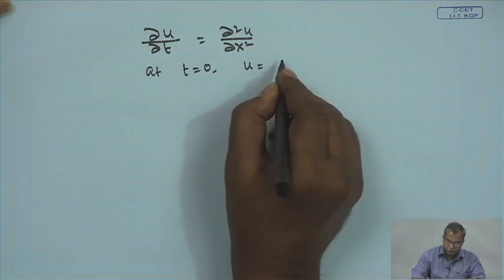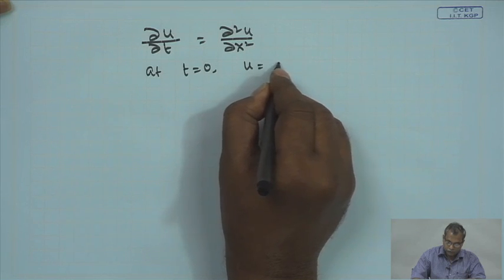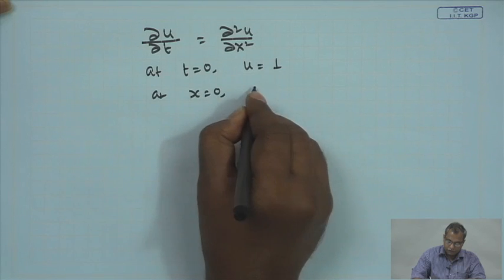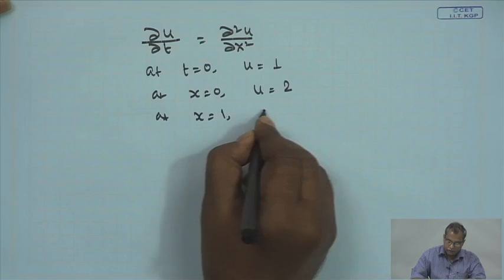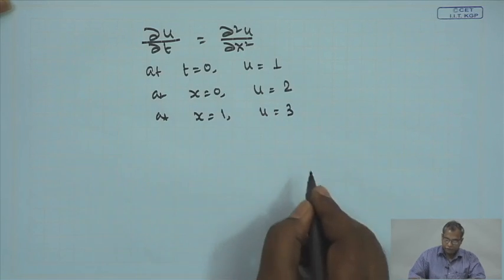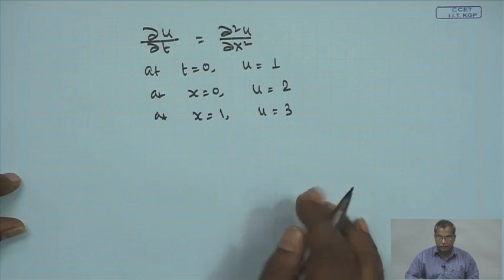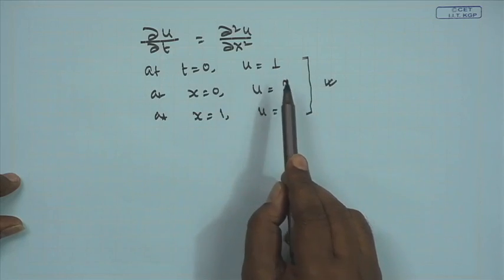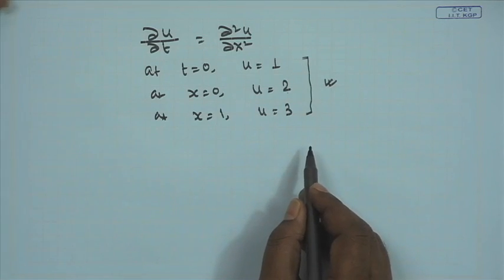u is equal to, let us say, 1 for every x. At x is equal to 0, u is equal to 2, and at x is equal to 1, u is equal to 3. So, if this is the case, then how will you break down this problem? There are three sources of non-homogeneities in this governing equation. In this system, the non-homogeneity is appearing in the initial condition, and non-homogeneities are appearing in the boundary conditions as well. So, how will this problem be solved?